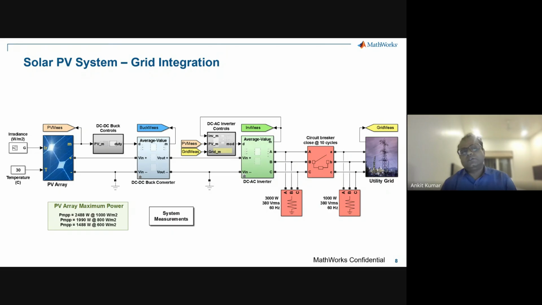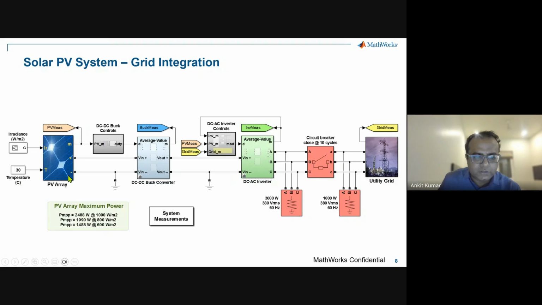Okay, so now see here, a solar PV system with grid integration, how its modeling will look like. In this model, I'm using the Specialized Power Systems toolbox. Here I have a PV array, so I simply go into the simulation and take the irradiance and temperature level. Irradiance can be defined in watt per meter square, using the signal builder, and temperature you can fix at 25 or 30 degrees centigrade.